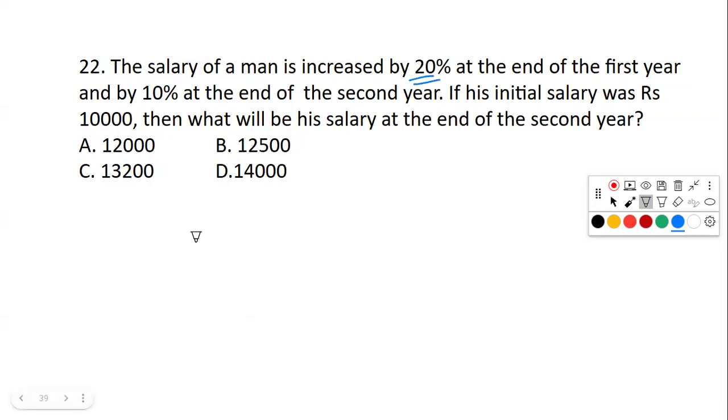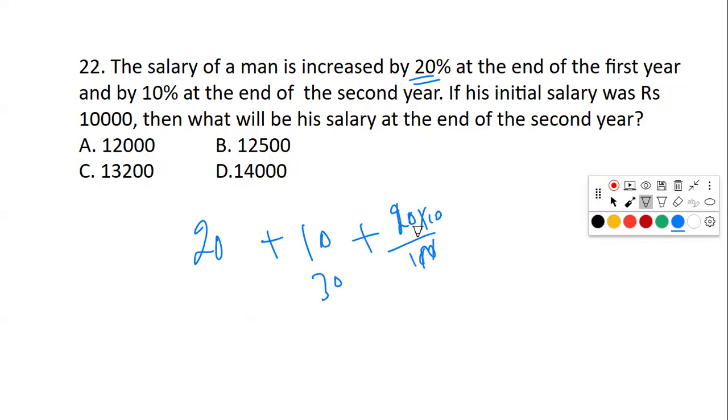Increase by 20%. So if I'm going for the formula, 20 in the first year and 10 at the end, second year. A plus B plus AB by 100. AB by 100, so this is 30. And if I cancel out, this is going to be 2. So 32. So what is my understanding? If I start at 100, after 2 increments, I reach 132. If his initial salary is 10,000, I am adding how many zeros? 2 zeros.